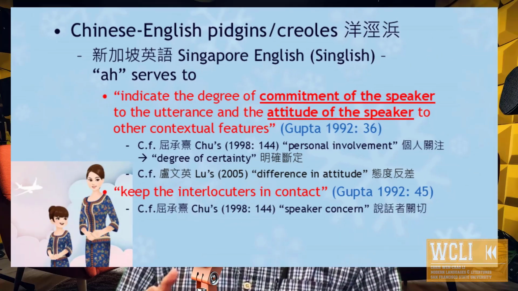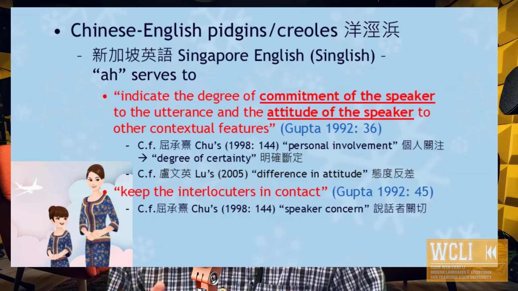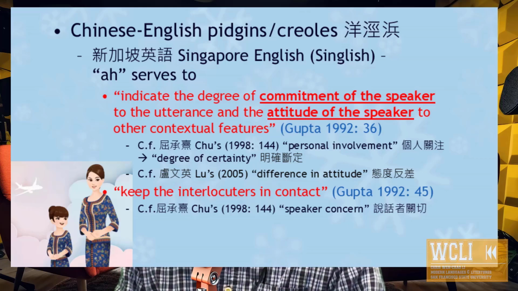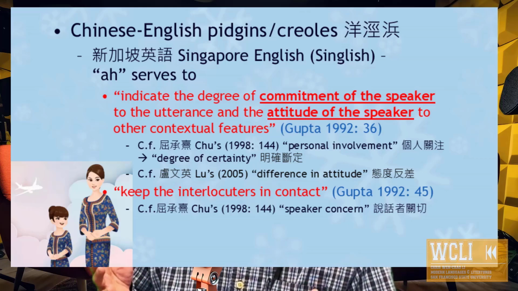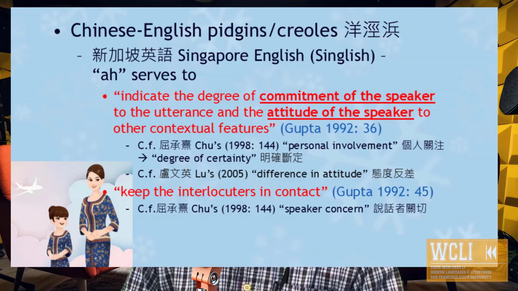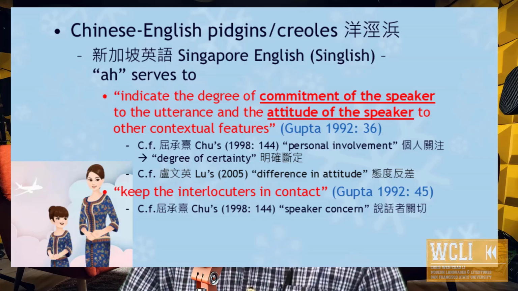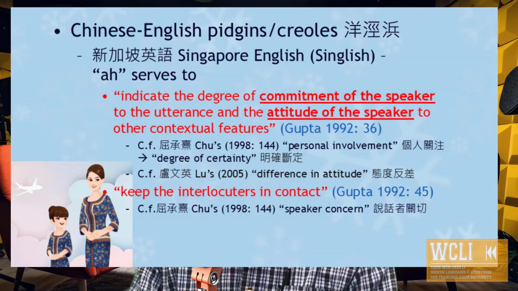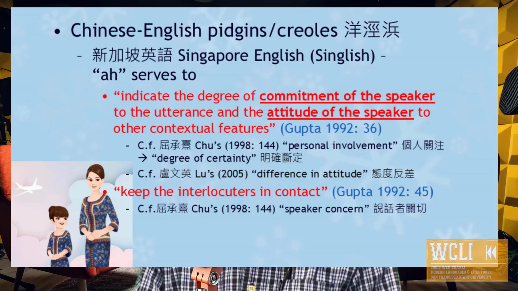The presence of the sentence final particle "a" in Singapore English has been studied extensively. Anthea Gupta writes that "a" serves to indicate the degree of commitment of the speaker to the utterance and the attitude of the speaker to other contextual features. This is very much like Chauncey Chu's parameter of personal involvement, especially the degree of certainty part. It also resembles Wen-yin Lu's difference in attitude. Gupta also writes that "a" serves to keep the interlocutors in contact, which is very similar to Chauncey Chu's speaker concern.